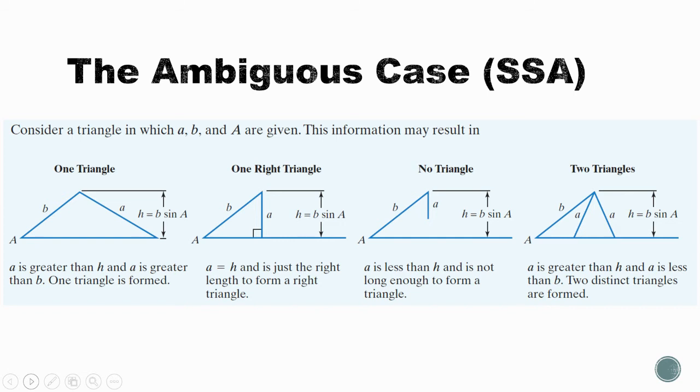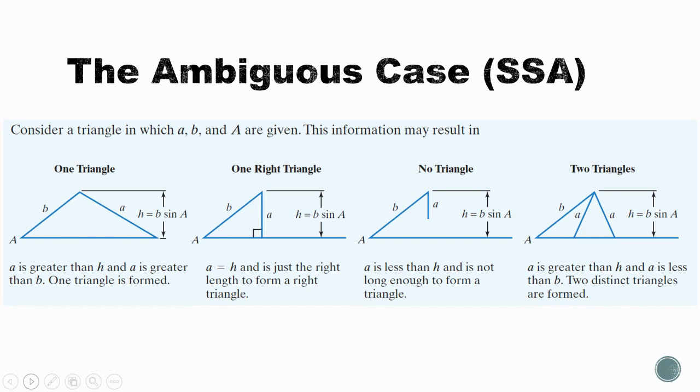So we are going to look at the different situations. Consider a triangle in which sides a and b and angle A are given. This information may result in one triangle. That's because a is greater than h, which is representing the height of that triangle, and a is greater than b. One triangle is formed with that information. When a equals h, so the side opposite angle A is representing that height, it's just the right length to form a right triangle. So once again, we still just have one triangle.